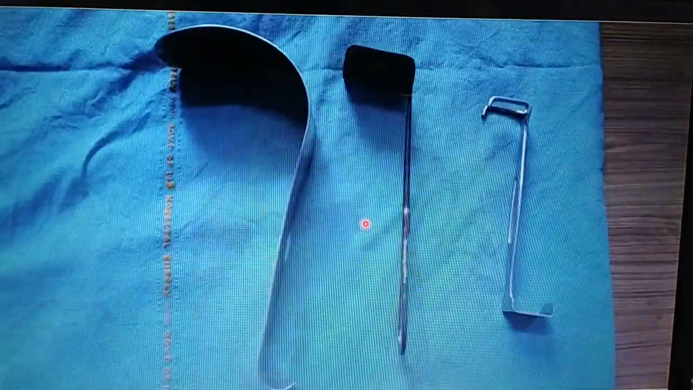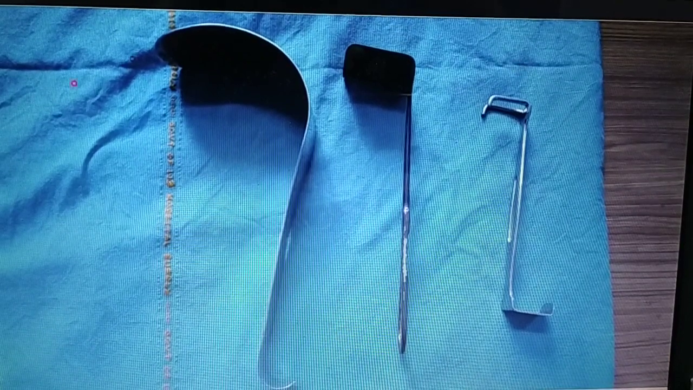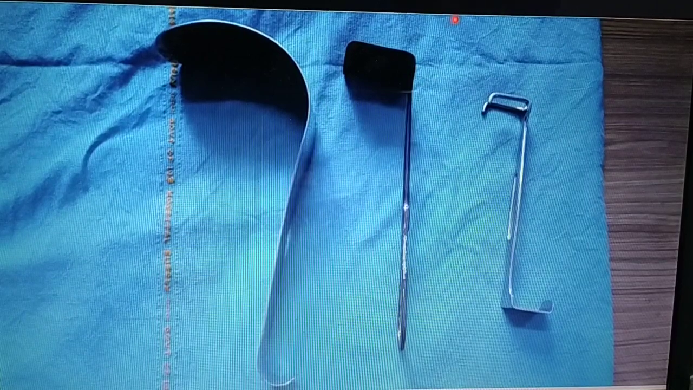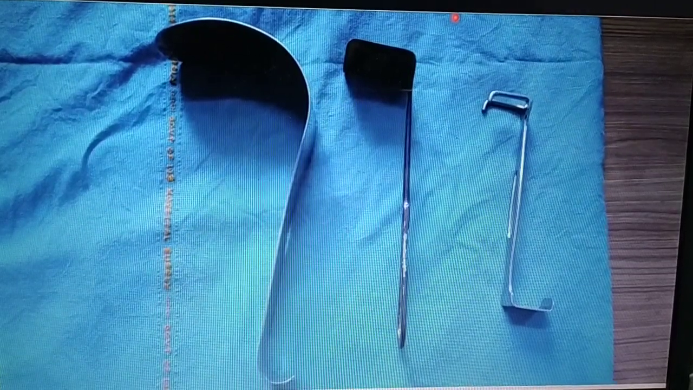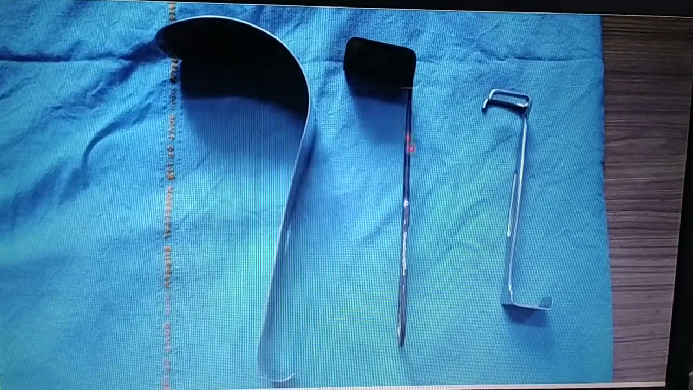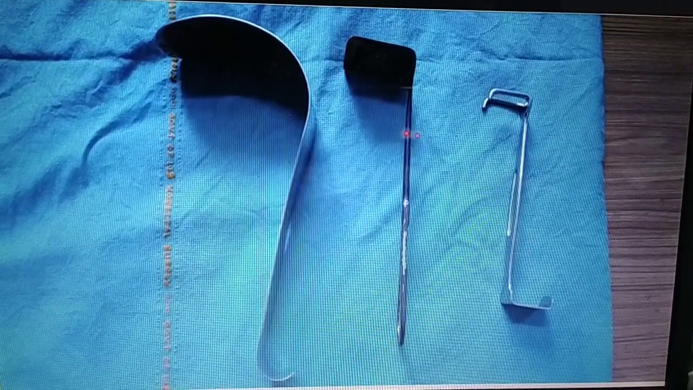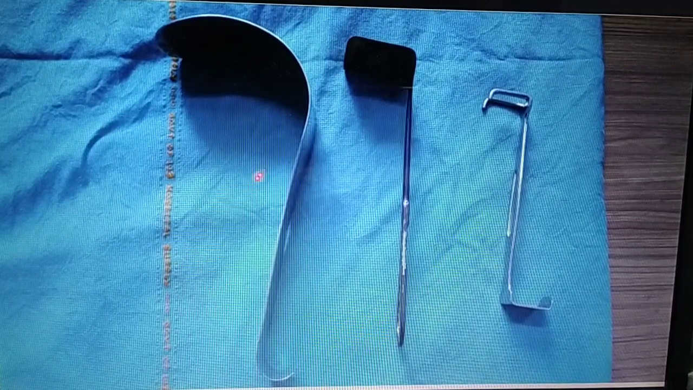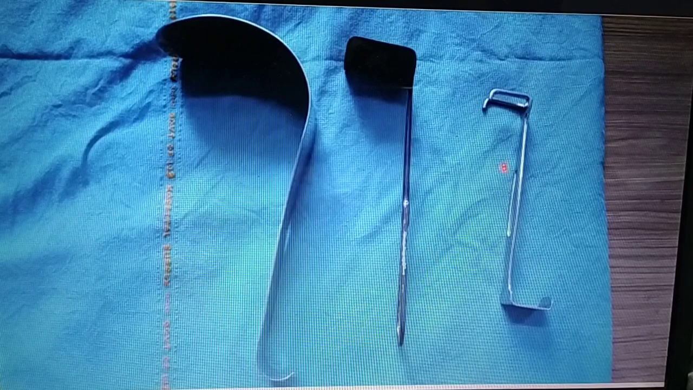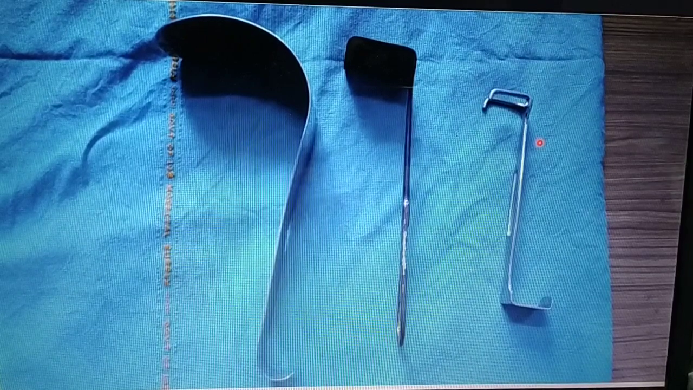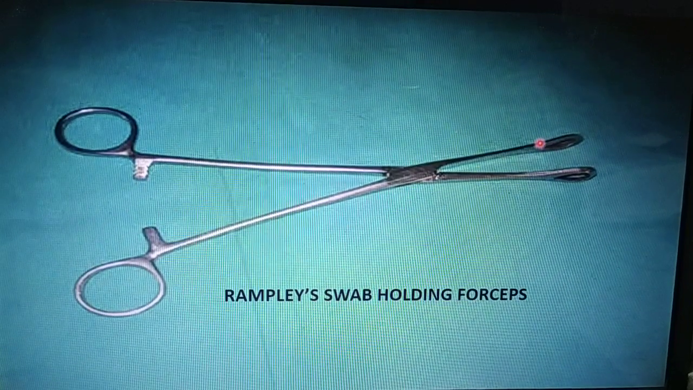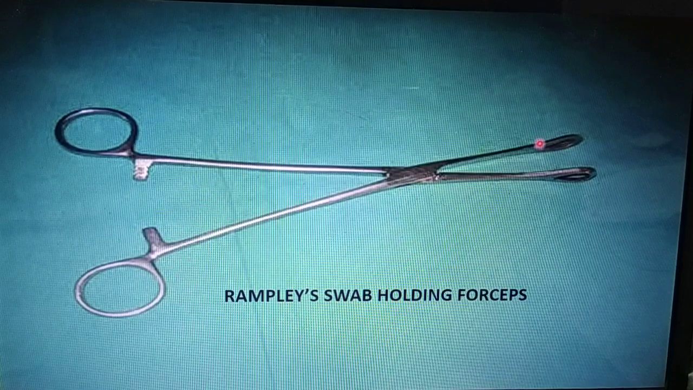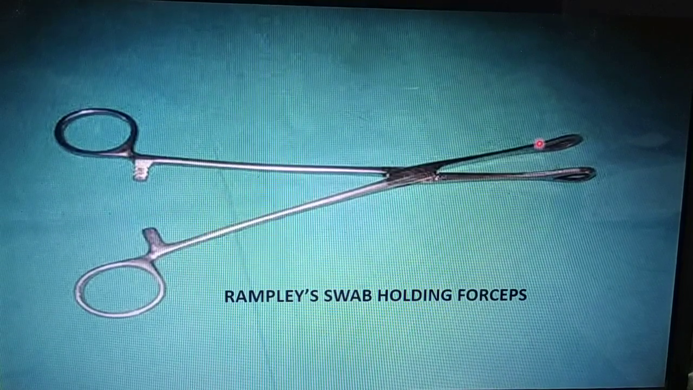Our next instrument: this is also Devers retractor, Morris retractor, and Jarnis retractor. This is the lateral view or side view of these three retractors: S-shaped Devers, L-shaped Morris, and Jarnis retractor with its biflanged hook. Our next instrument is Rampley swab holding forceps or Rampley sponge holding forceps.